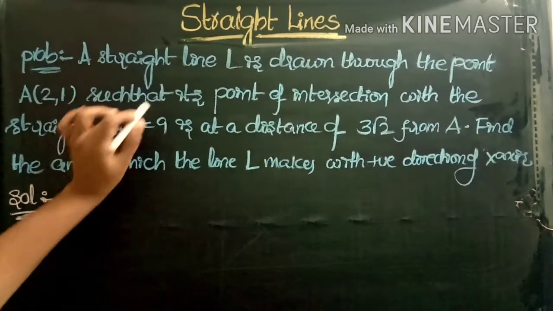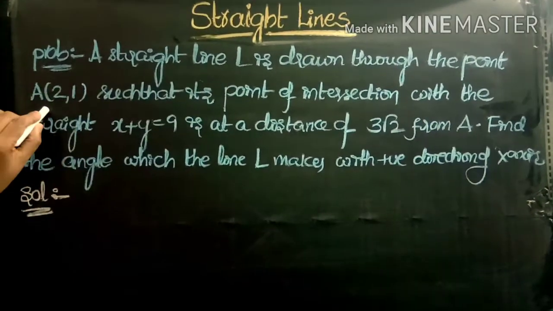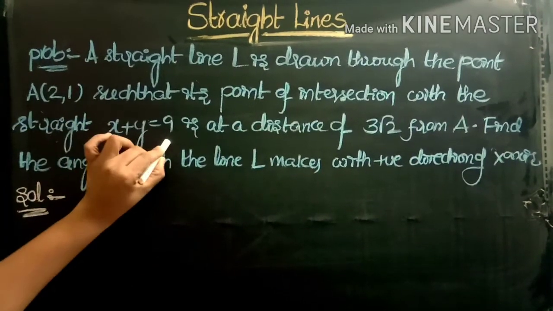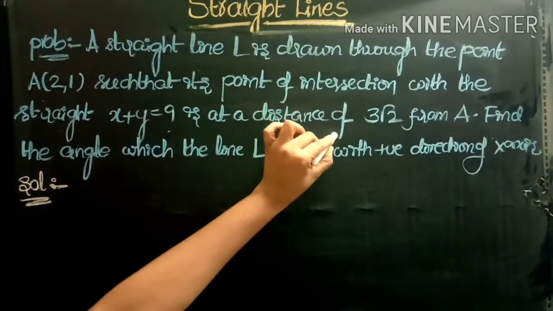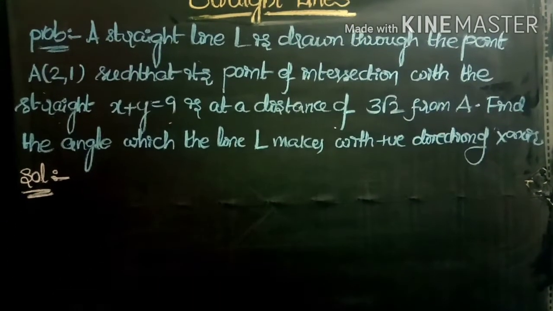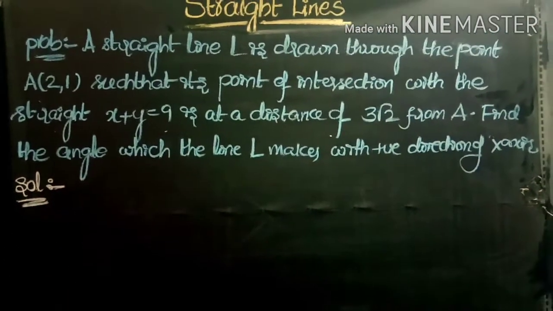Next problem. A straight line L is drawn through the point A(2, 1) such that its point of intersection with the straight line x plus y is equal to 9 is at a distance of 3 root 2 from A. Then find the angle which the line makes with the positive direction of x-axis. We want to find the angle value.